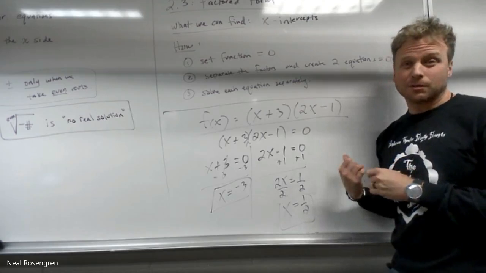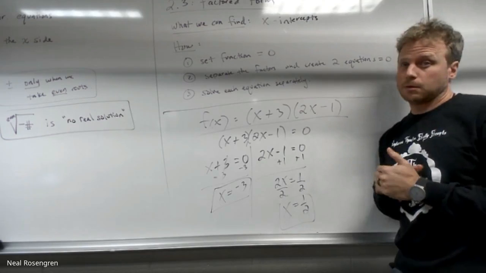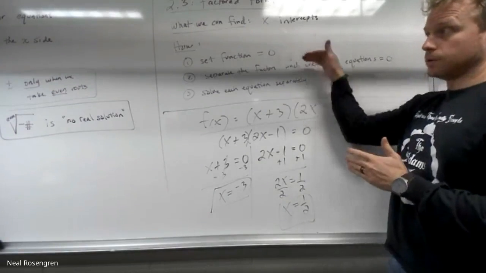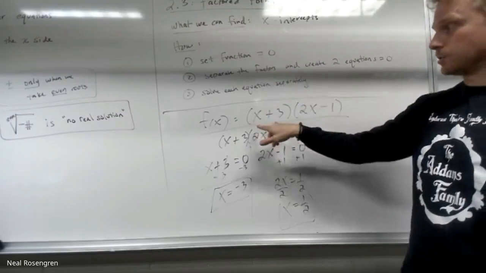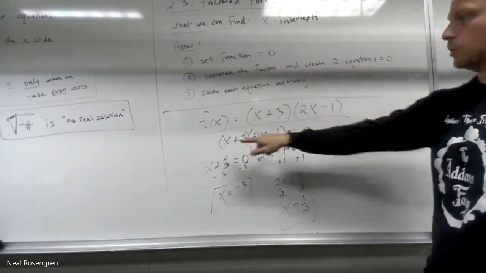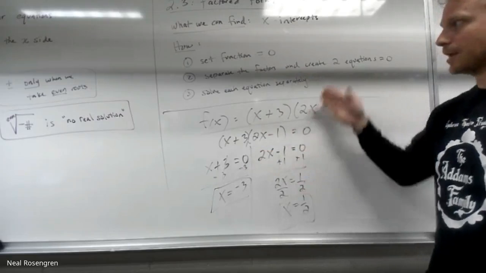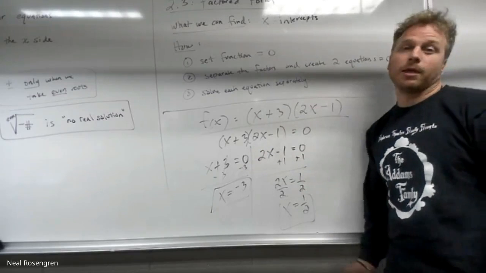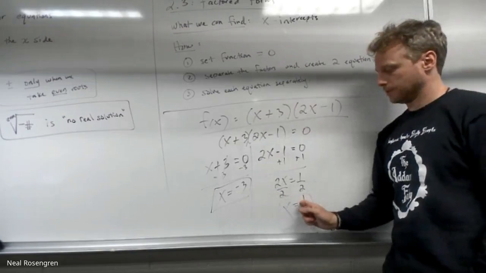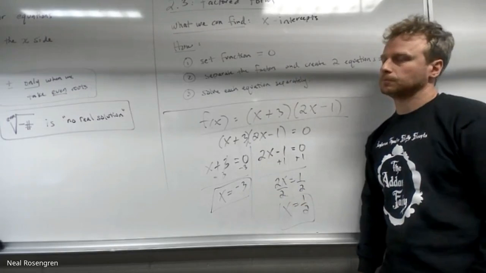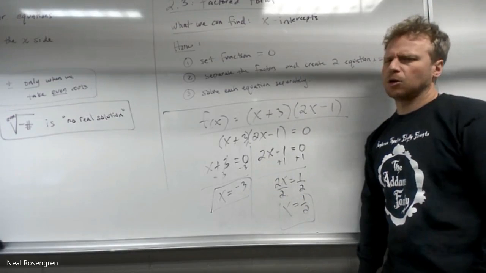Any questions about this? The idea is right there, 1, 2, 3, right? Set the function equal to 0, separate the factors, so these are called factors, right? And create two equations, set equal to 0, and then solve each equation separately. And if you graphed this, you'd see you'd run to the x-axis right there at -3, and right here at 1/2. Okay, all good there?